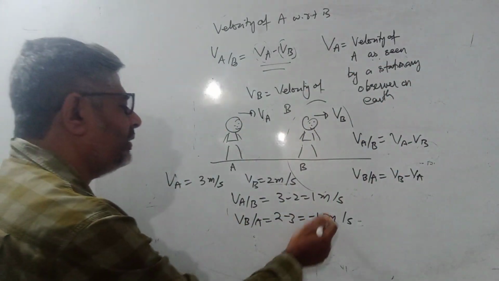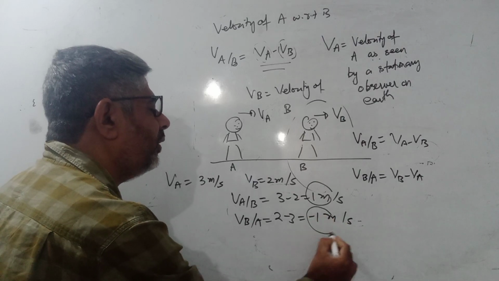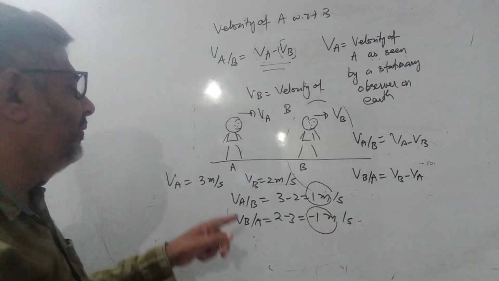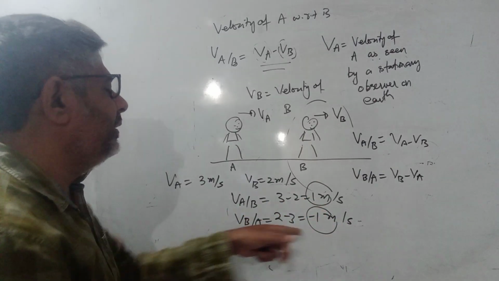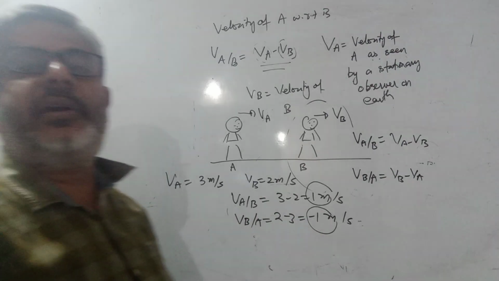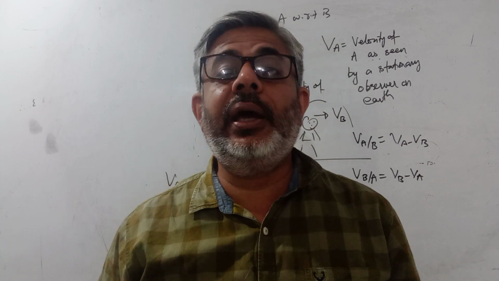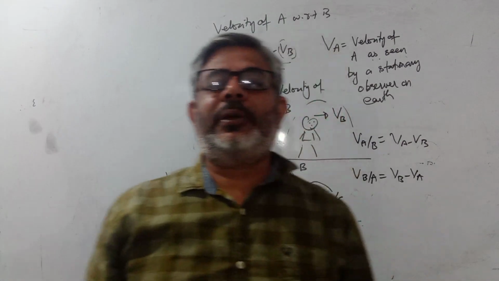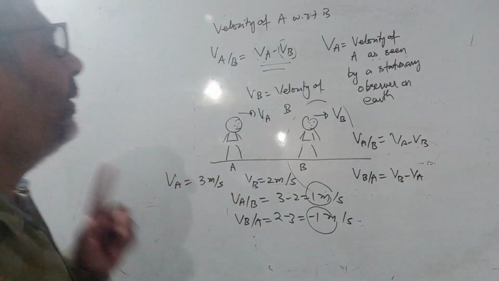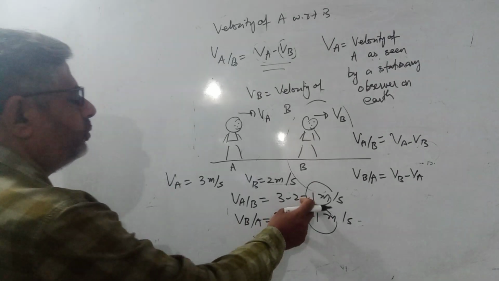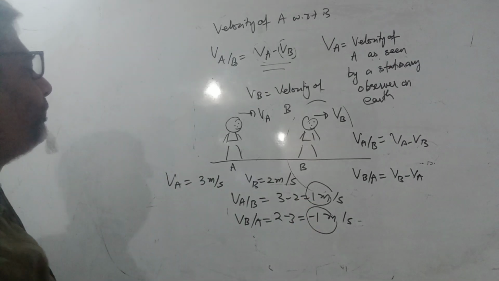So these two, you can say, have the same value with opposite signs. If VAB is plus 1, then VBA is minus 1. This will always be a fact. So if my velocity with respect to you is something, say x, then your velocity with respect to me is minus x. And because velocity is a vector quantity, plus and minus has a meaning.